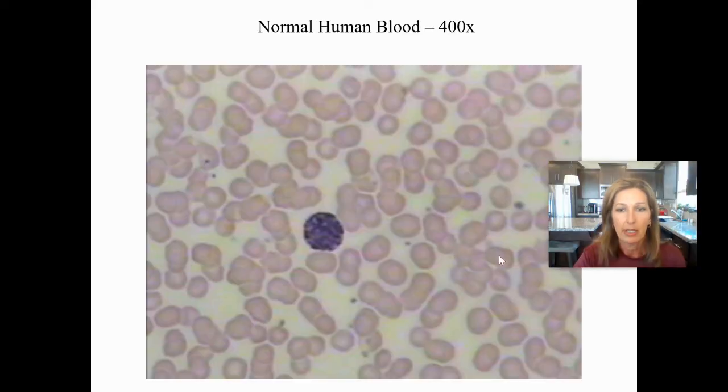Now here is just a microscope slide, just so you can see what a microscope slide might look like of your blood.